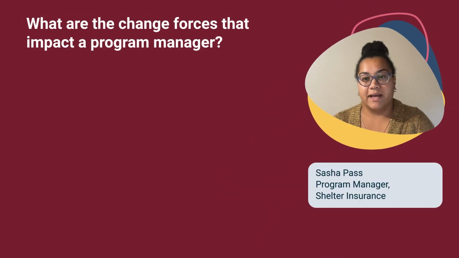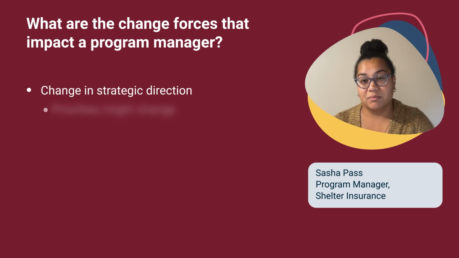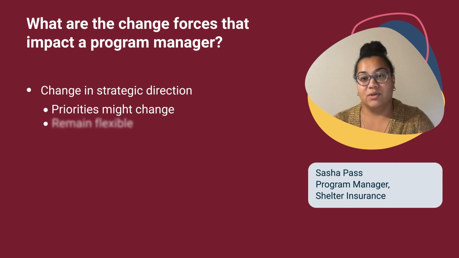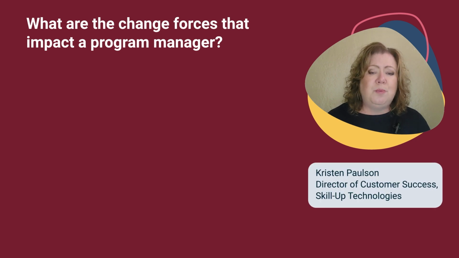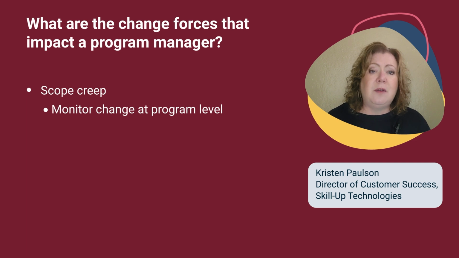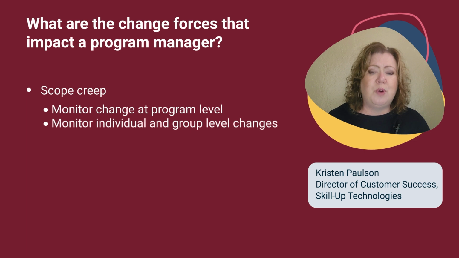Change forces that impact a program manager are typically change in strategic direction. Sometimes your program is not the priority anymore, or there are things that are higher in priority than your program, and you need to remain flexible. Program managers, because they're operating across multiple projects and multiple groups of people, tend to be affected by scope creep. And so you're going to want to monitor at the program level where your change is happening, but also at the individual project level or within the group level as well.